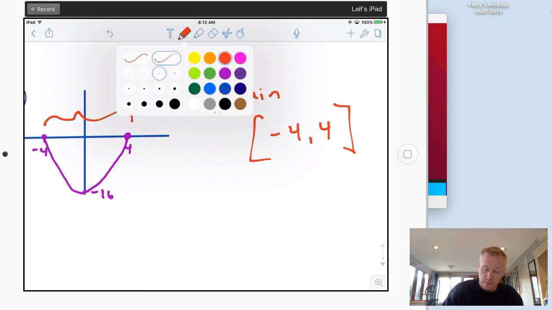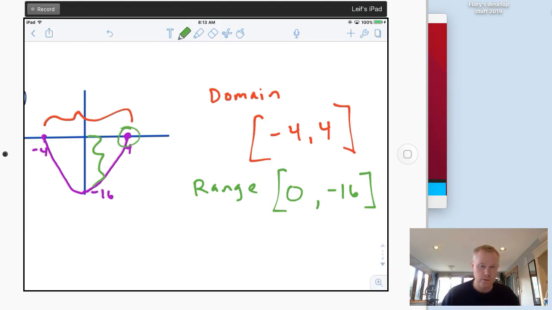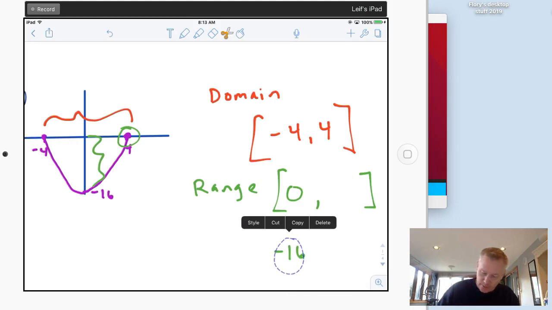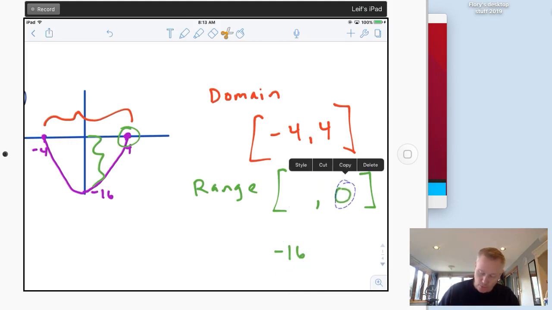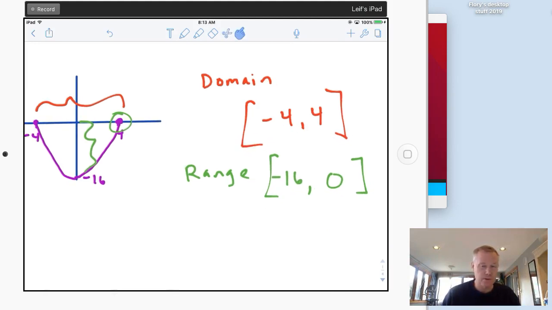Range is a little different. Range would be the y's, so that's really like here to there, which means it goes from 0 to negative 16. Negative 16 is included. 0 also is included because there's a value for 0. All right, so that would be your domain and your range. Oh, I put these in the wrong order. I should really put negative numbers on the left and positive numbers on the right, since 16 is greater than 0. So that would be the proper notation.